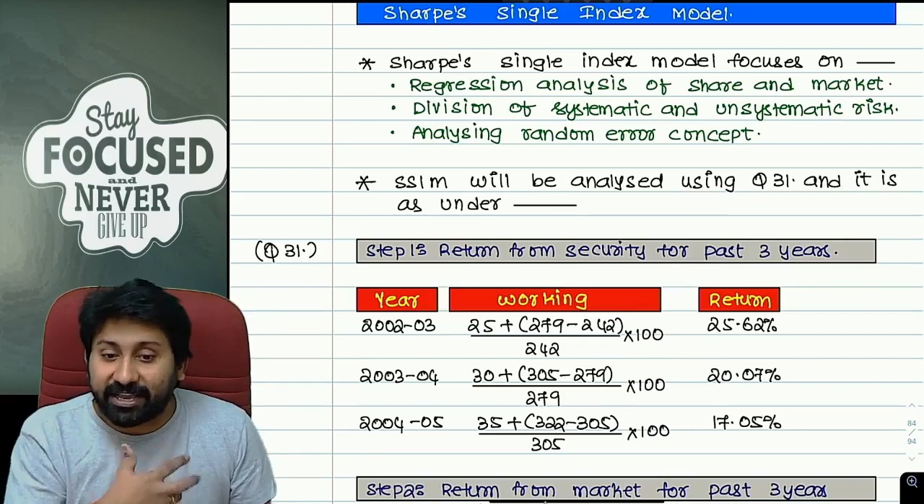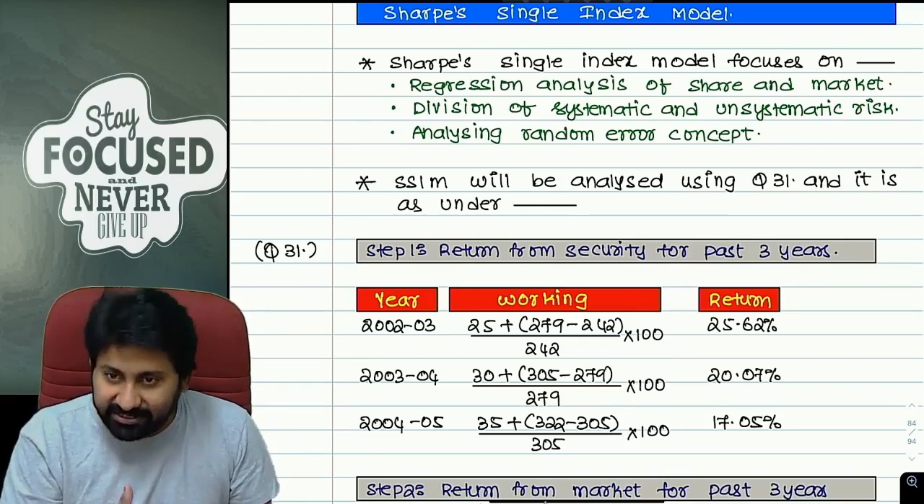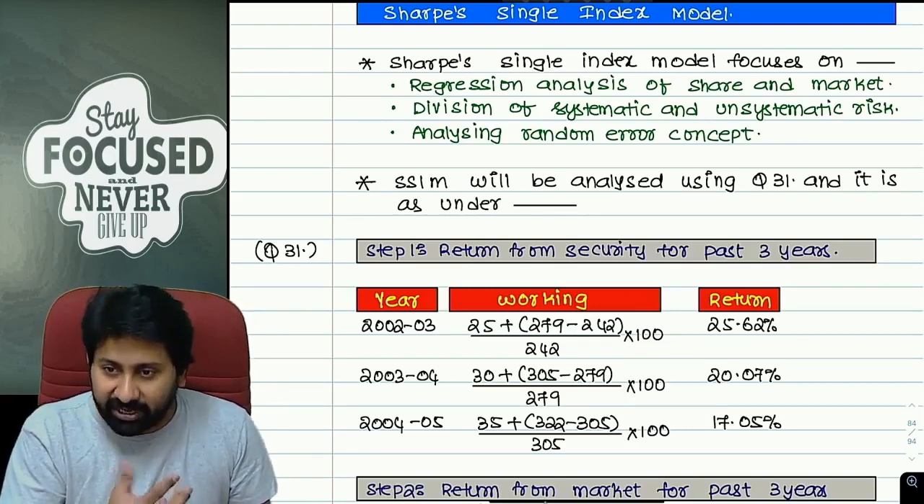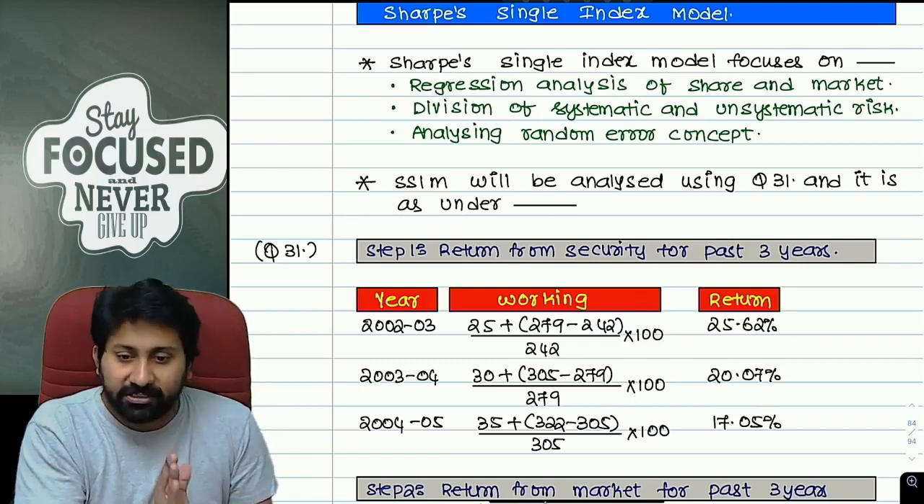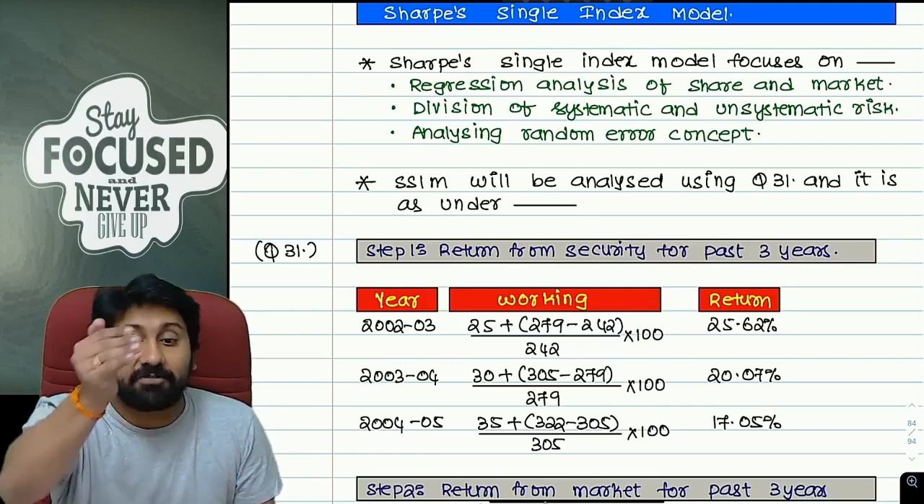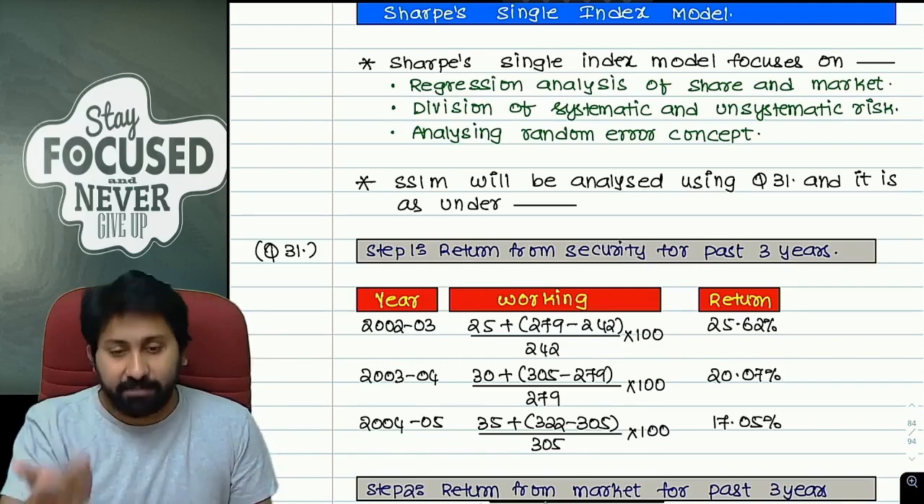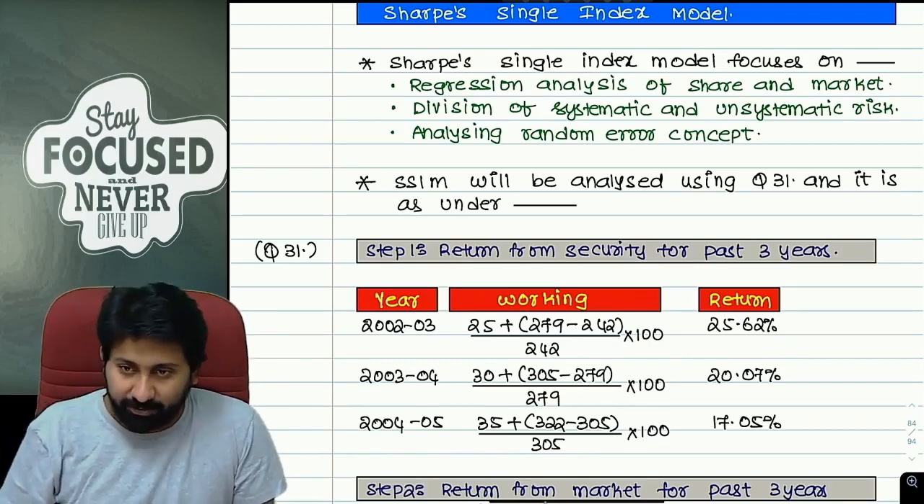Here we are going to regress what? Here we are going to regress the share market, I mean to say our company share with that of the market, or security and the market. You can understand this better. Okay, next.